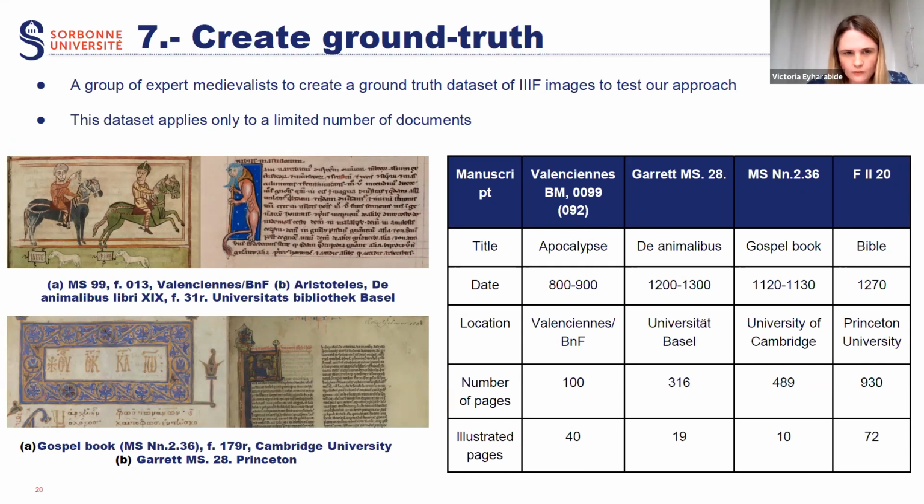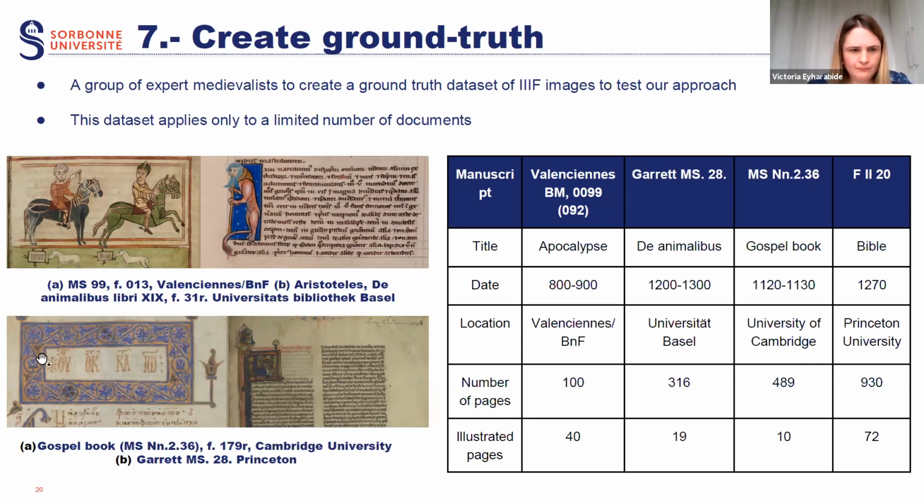The second one, here is an example. The second manuscript is a zoological work written in Greek by Aristotle. The decoration of the initials is rich in metaphor. And this document contains 316 pages. Only 19 pages are illuminated.